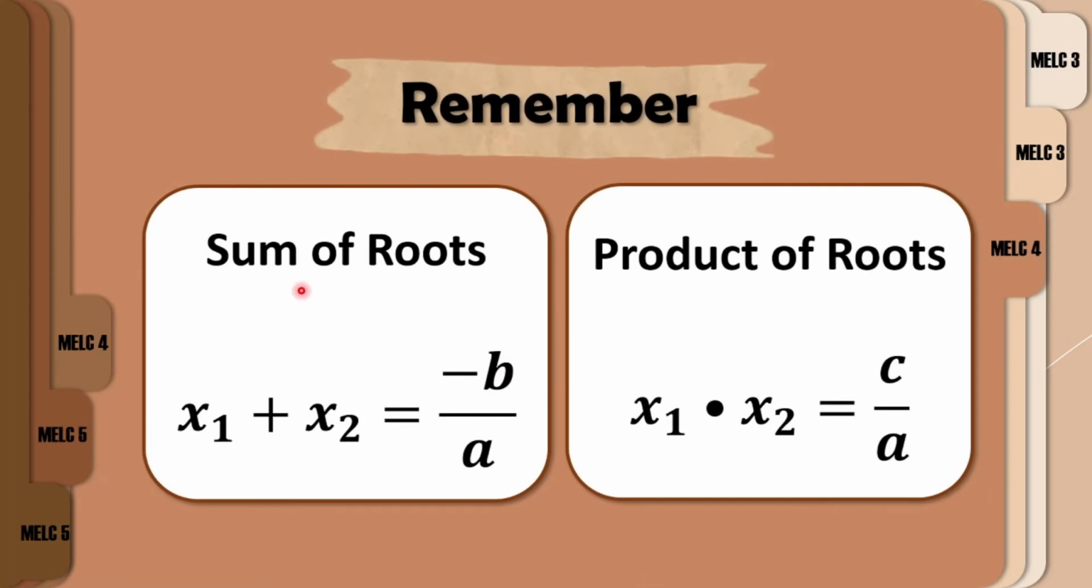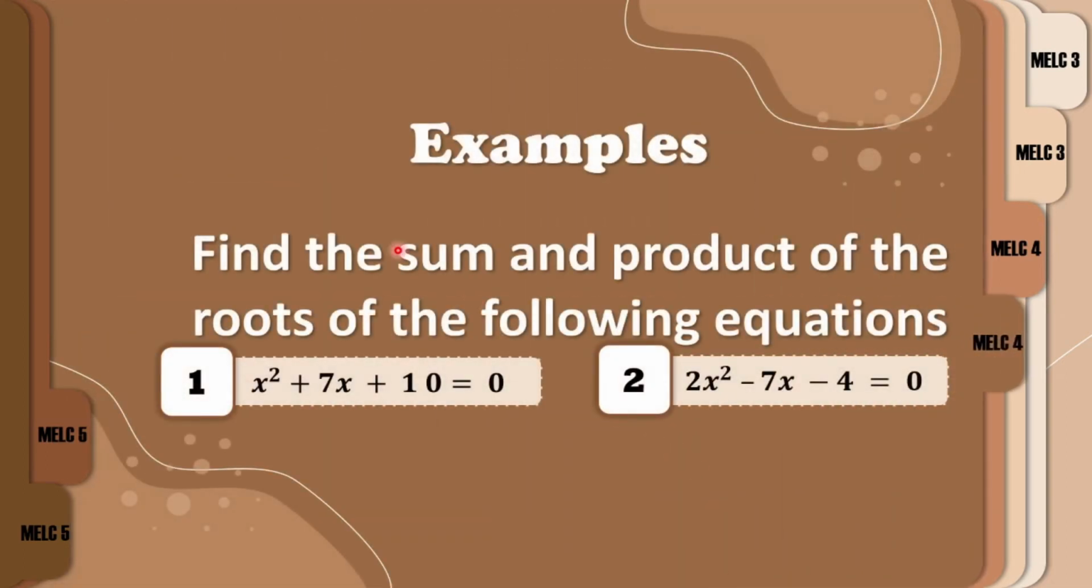Remember that the sum of roots, we have x sub 1 plus x sub 2. So this x sub 1 and x sub 2 represent the roots of the quadratic equation. So it is equal to negative b all over a. And if we're going to get the product of roots, we have x sub 1 times x sub 2 is equal to c over a. So we're going to use the sum of roots formula and product of roots formula in answering our examples. So find the sum and product of the roots of the following equations.